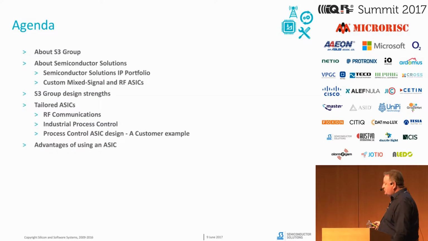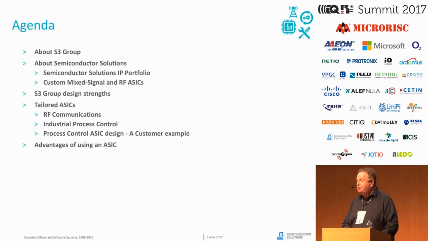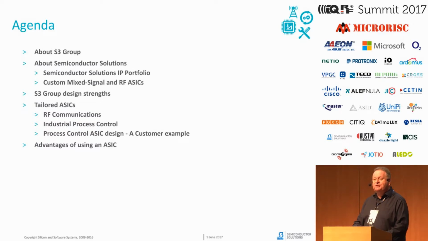Okay, so what I'm going to do is a little bit about S3 Group. S3, by the way, means Silicon and Software Systems. A little bit about our business unit, which is Semiconductor Solutions. We'll make our way through what we call IP, intellectual property. You'll get the idea as we go through the slides. We'll talk about our tailored ASICs, and an example of an ASIC in the RF world, and also, of course, in industrial process control.